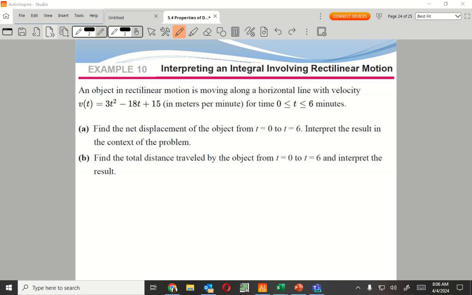An object in rectilinear motion is moving along a horizontal line with velocity, here's my velocity, 3t squared minus 18t plus 15 in meters per minute, for time from 0 to 6 minutes. Find the net displacement of the object from 0 to 6. So that means how far it has traveled.